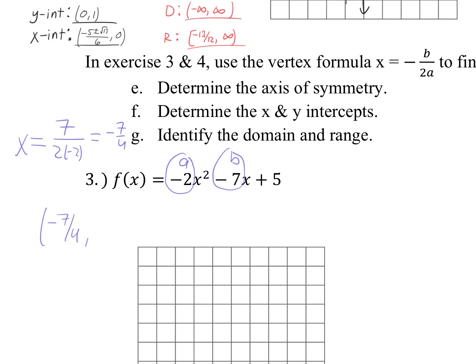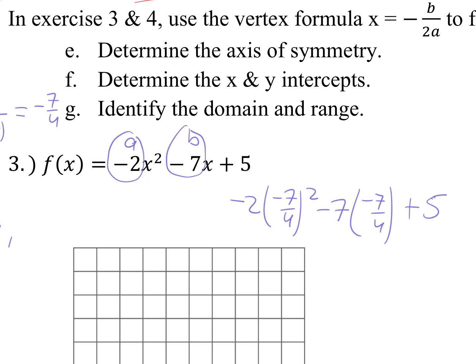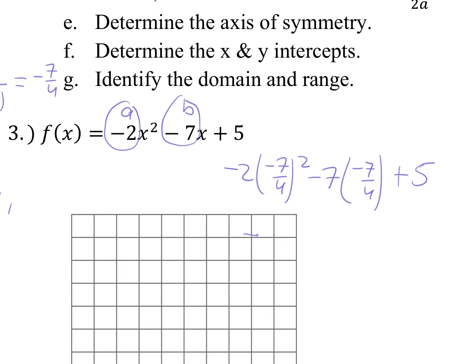So then this is going to get me negative 2 times negative 7 over 4 squared minus 7 times negative 7 over 4 plus 5. And then you just want to simplify that and solve for the k coordinate. And then doing that, that's going to get you a negative 2 times 49 over 16 plus 49 over 4 plus 5.